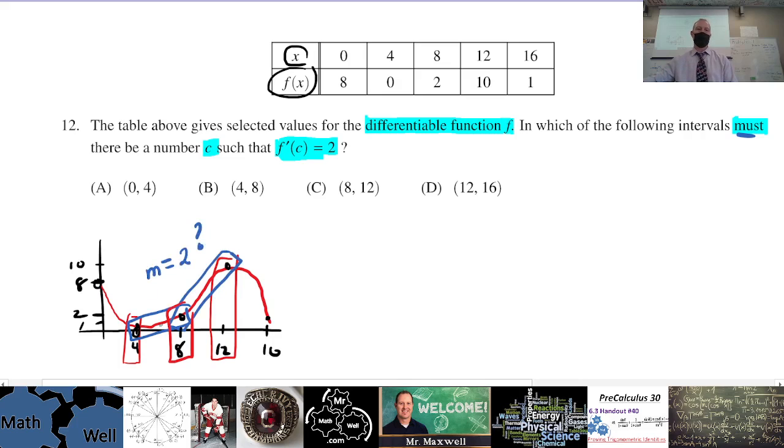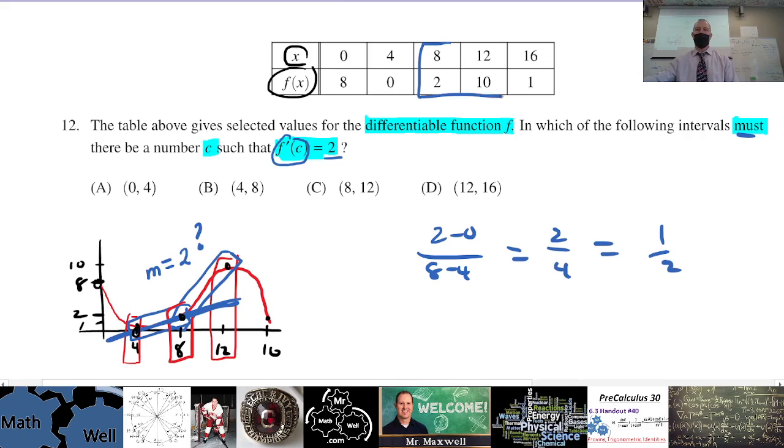That's the question. Because if we could prove that there was, that means that because of the mean value theorem, there would have to be a tangent line, right? And the slope of the tangent line would have to be 2. So if you wanted to try between 4 and 8, the difference in y values is 2 minus 0. The difference in x values is 8 minus 4. So that's 2 over 4. That's 1/2. So the slope between those 2 points is 1/2.